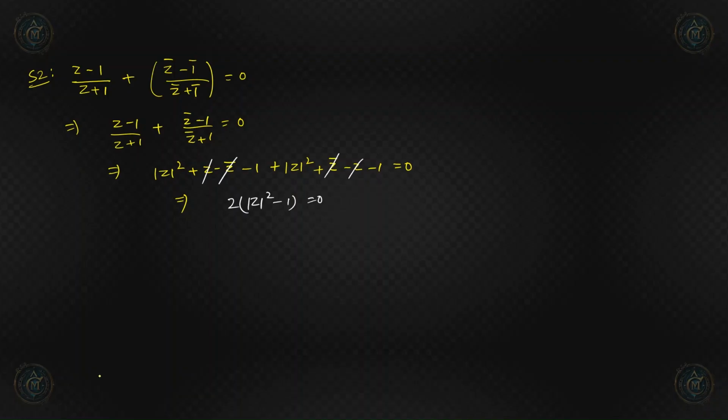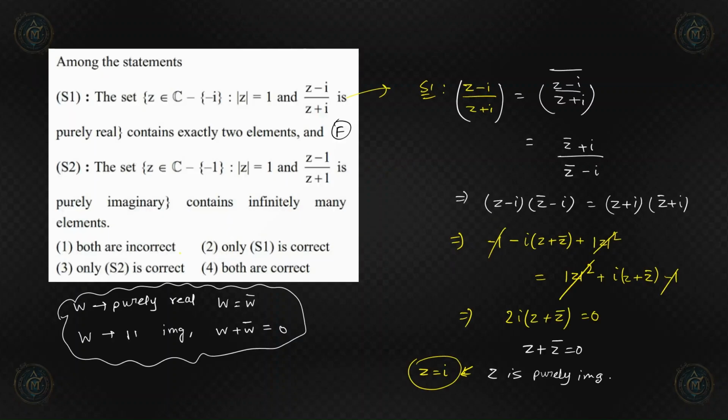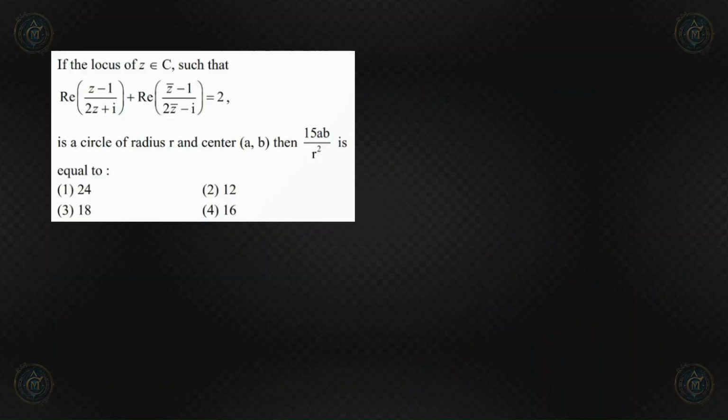So how many complex numbers satisfy this equation as well as mod of z equal to 1? Yes, there are infinitely many complex numbers. That means this set contains infinitely many elements, so statement 2 is true. Statement 2 is correct and statement 1 is incorrect. That means only S2 is correct, which means option 3 will be our correct option for this problem. So let us jump to the next problem.